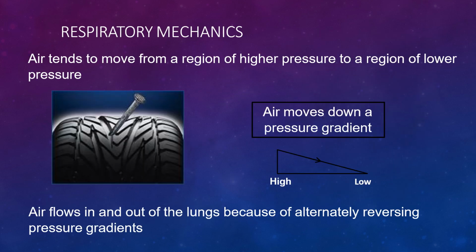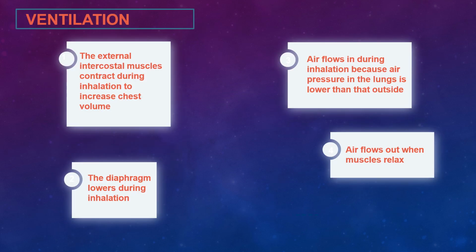Air tends to move from a region of high pressure to a region of low pressure, called a pressure gradient, and air flows in and out of the lungs because of alternately reversing pressure gradients. Looking at ventilation, the external intercostals and diaphragm contract during inhalation, increasing volume. The diaphragm lowers during inhalation. Air flows in during inhalation because air pressure in the lungs is lower than outside.